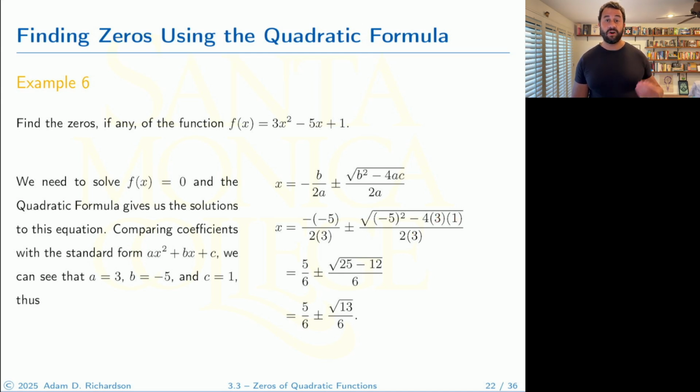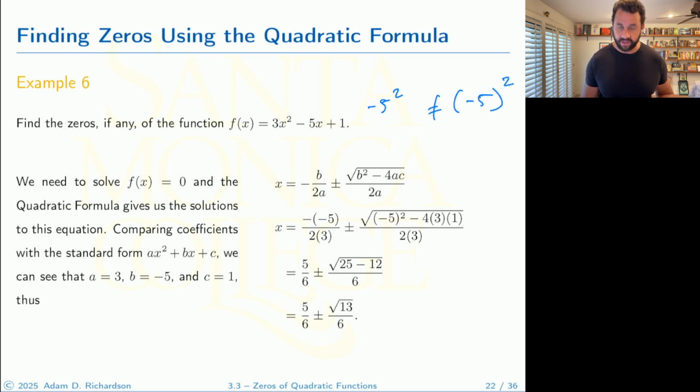Again, parentheses are your friends. I strongly encourage you to use parentheses here. Beware of writing things like this because -5 squared is not the same as (-5) squared. So use parentheses to your advantage, okay? Simplify, let's see, 25 minus 12, that's 13. So we have 5/6 plus or minus square root of 13 over 6. And those are the zeros. Those are the zeros of f of x.